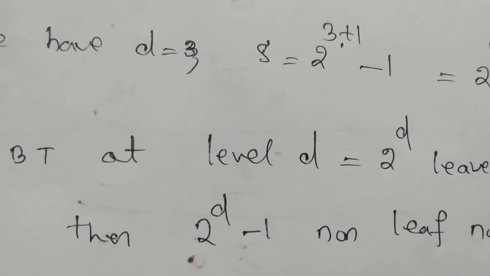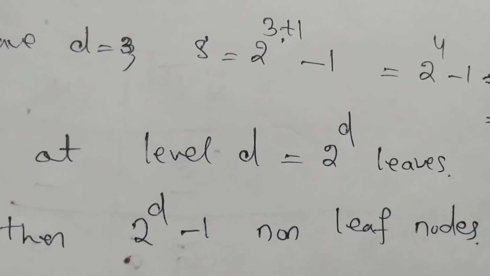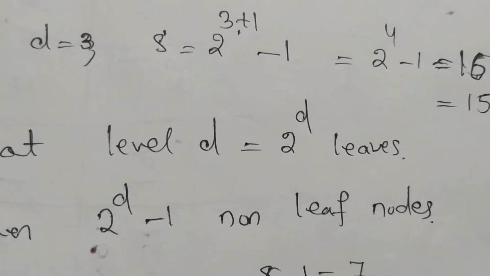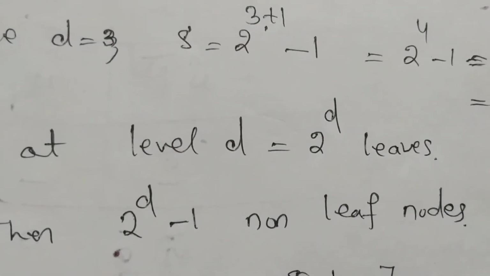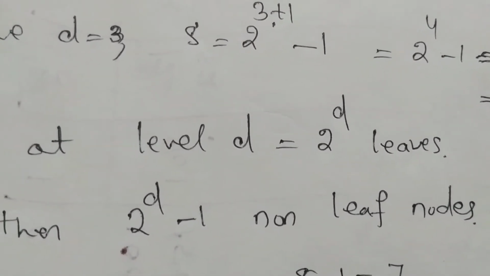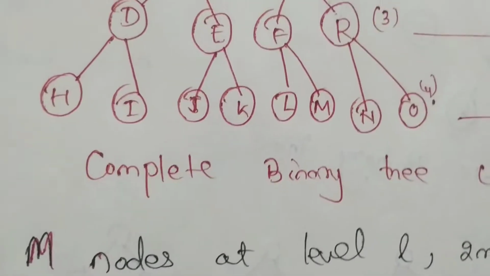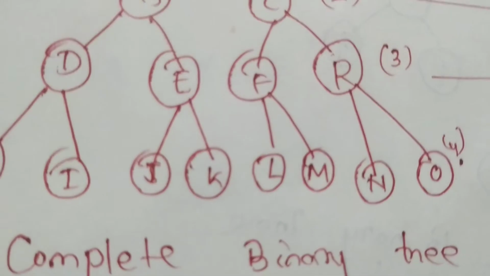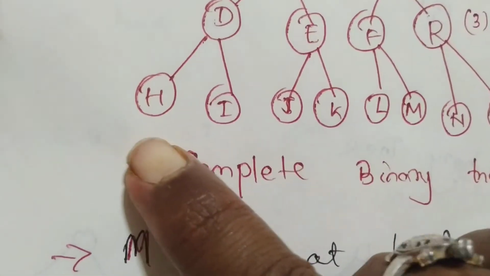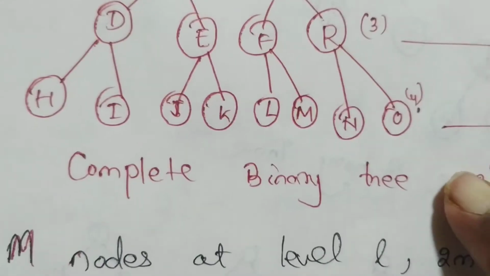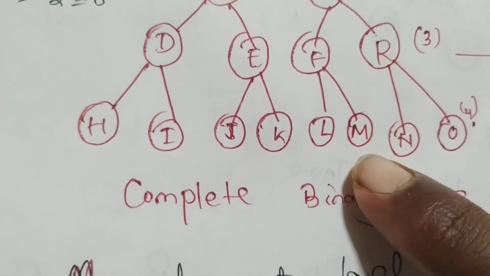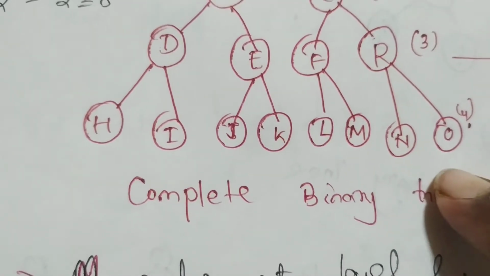Then, CBT means complete binary tree, at level D there are 2 to the power D leaves. Leaves means, as I told you before, the nodes which are present at the end, having no children, are called leaf nodes. So in this diagram, tell me what are the leaf nodes. H, I, J, K, L, M, N, O. These are the leaf nodes. These are also called terminal nodes, meaning those having no children are called leaf nodes.